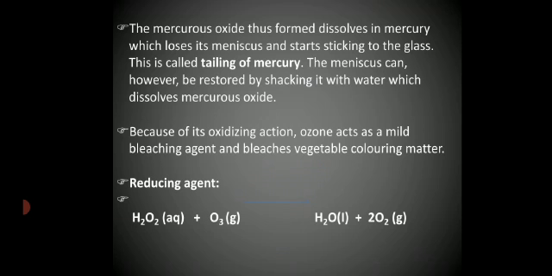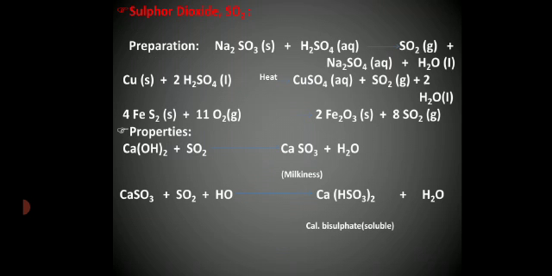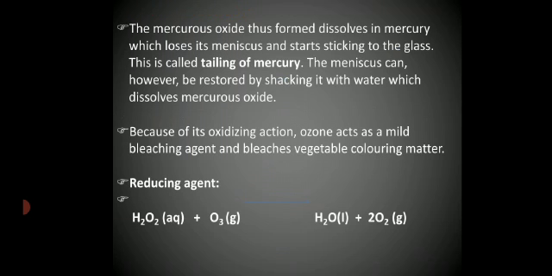Now ozone acts as a reducing agent also, at the same time. It's very interesting that ozone acts as both an oxidizing as well as a reducing agent. It gives you water and oxygen. So in this way ozone acts as a reducing agent as well as an oxidizing agent. Ozone reacts with ethylene to form ethylene ozonide. You have studied this in the organic chapter.